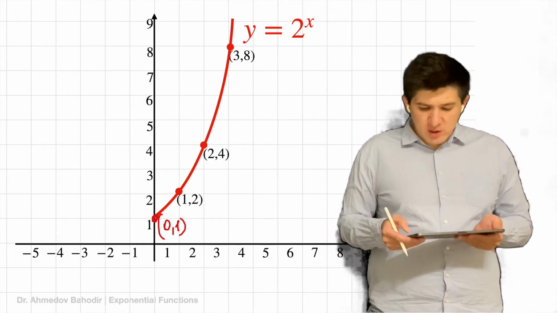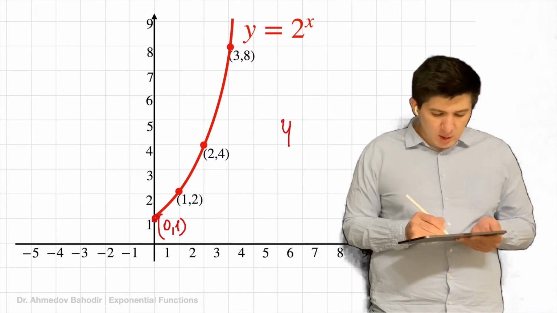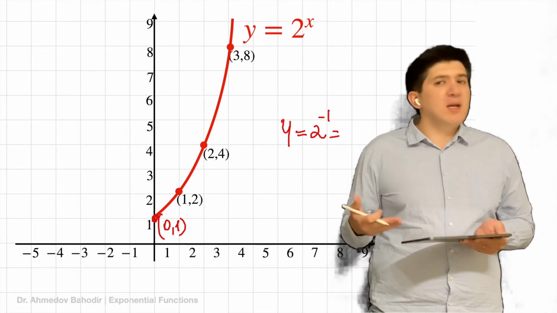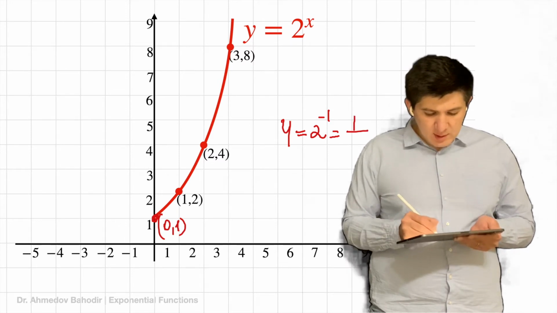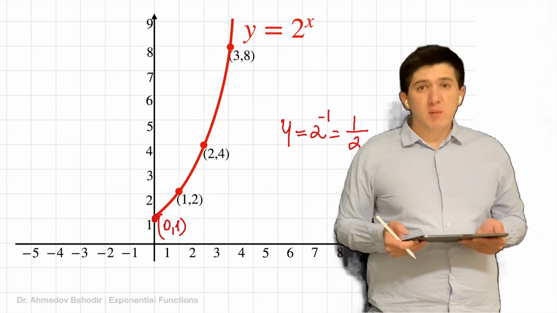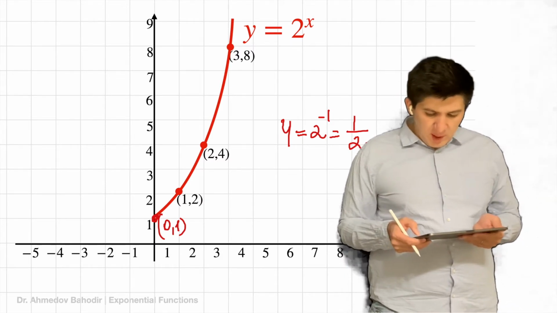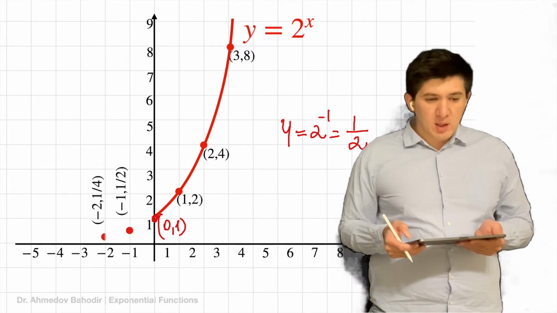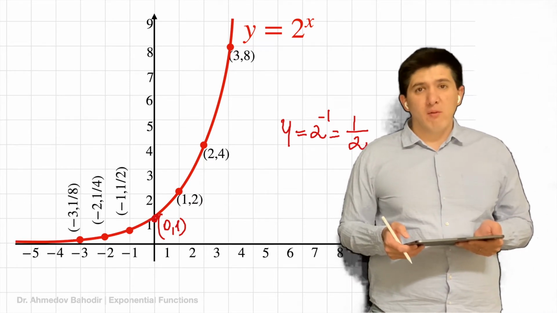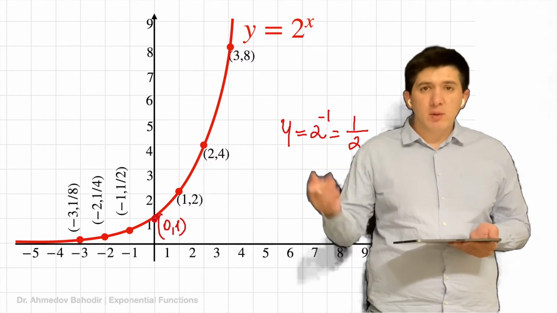So what happens if we go to the left-hand side? For example, if x is equal to minus 1, then y is going to be equal to 2 to the power of minus 1. We know that any number to the power of minus 1 is its reciprocal, or just 1 over this number. So 2 to the power of minus 1 is going to be 1 over 2. When x is equal to minus 2, the value of the function is going to be equal to 1 over 4. And when x is equal to minus 3, its value is going to be equal to 1 over 8. So let me show you how we can calculate this.